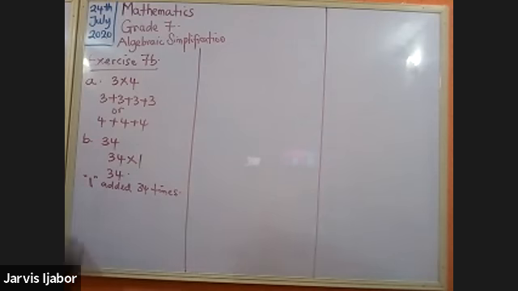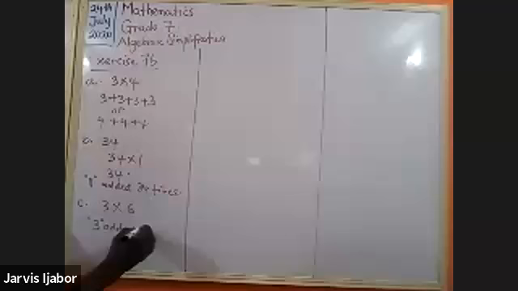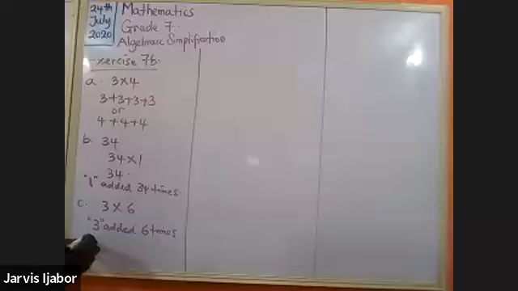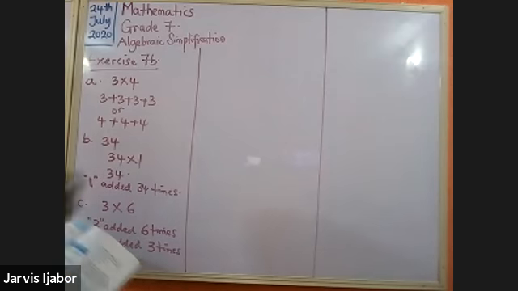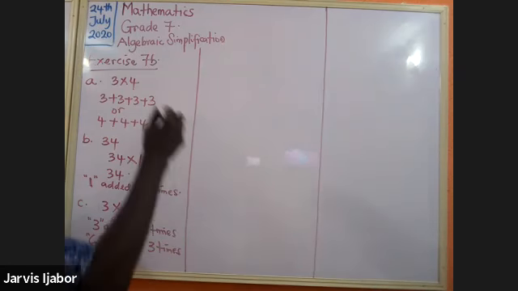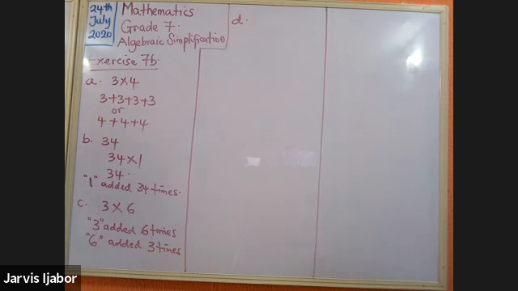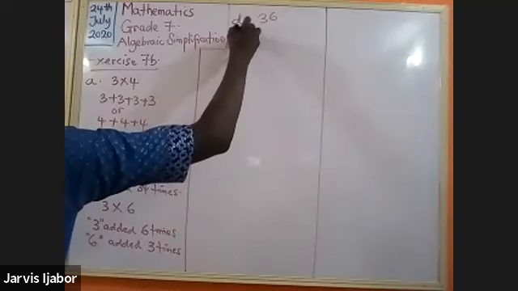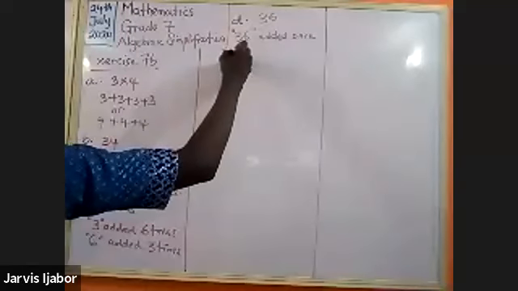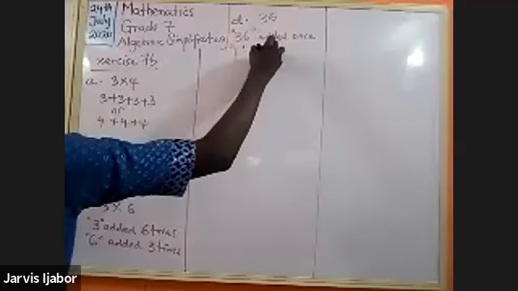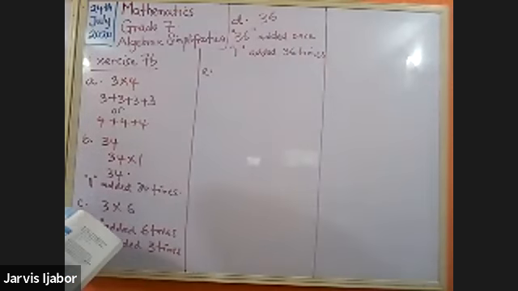Then the next one, it says C, 3 times 6. This will mean 3 added 6 times, or we have 6 added 3 times. So that's what you have there. The next one, that's C, then D. In D, D says 36. That will mean 36 added once, or 1 added 36 times. You see that?